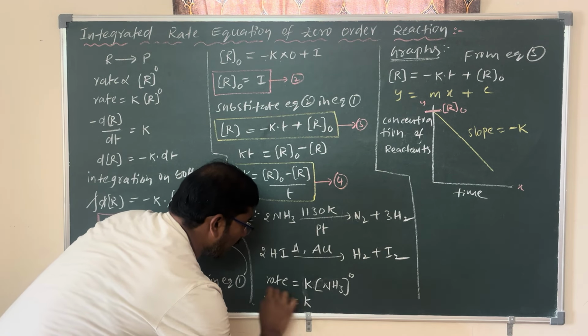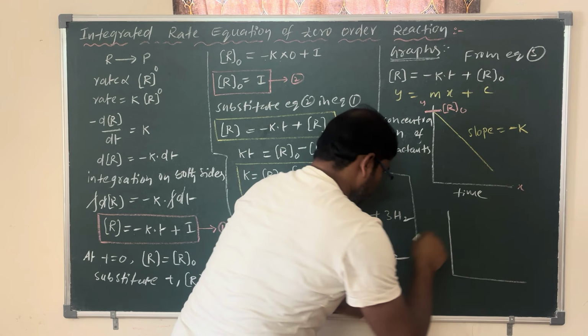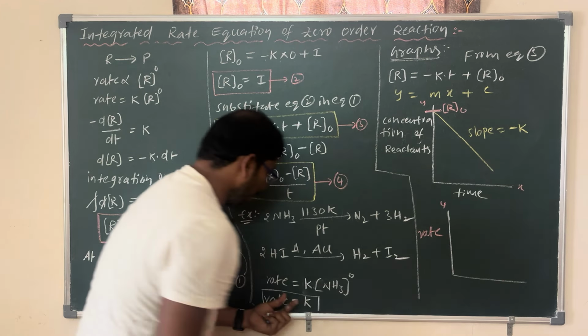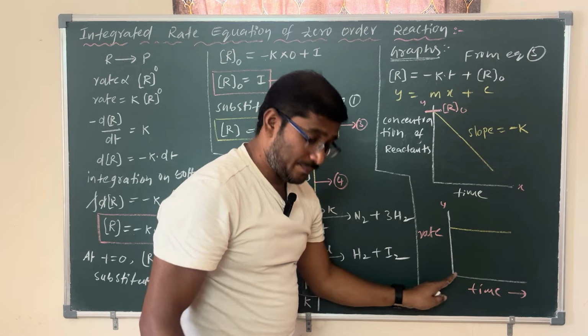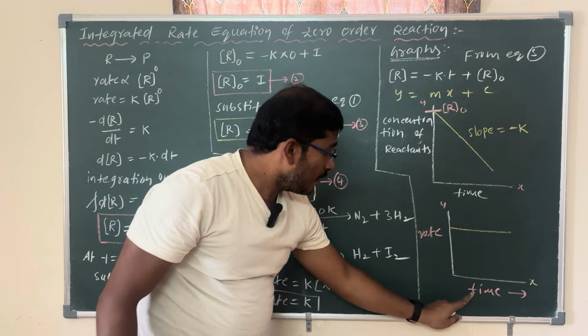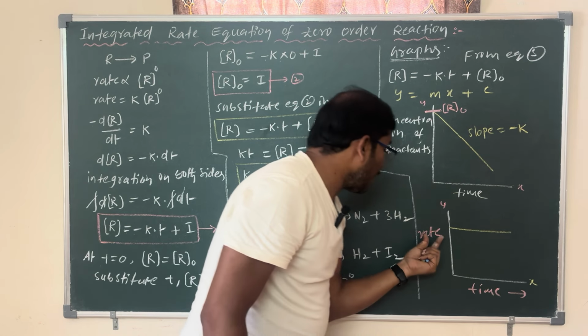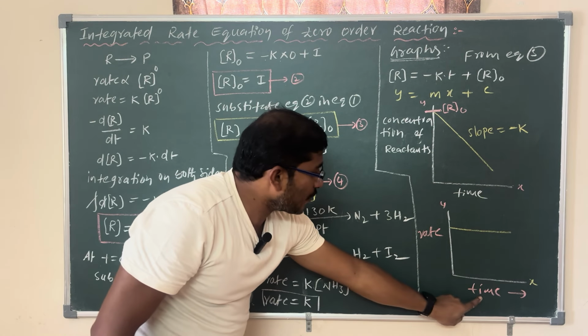K is a constant. For example, I will take another graph here, like this. On the y-axis I am going to take rate, and on the x-axis I am taking time. With respect to time, the rate is always nothing but constant. The rate is constant with respect to time. This graph is also asked a number of times. Keep in mind, students. With respect to time, as time goes on, the rate of reaction is constant.